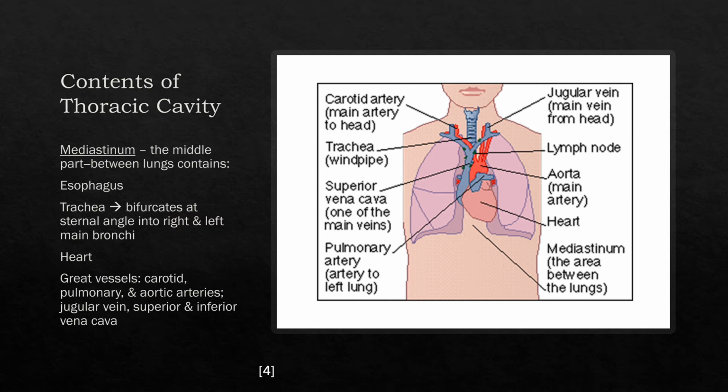That's the middle part between the two lungs, and it contains the esophagus that leads down to the stomach, and then it has the trachea, which bifurcates into the right and left main bronchi into the lungs, and it bifurcates at the sternal angle.